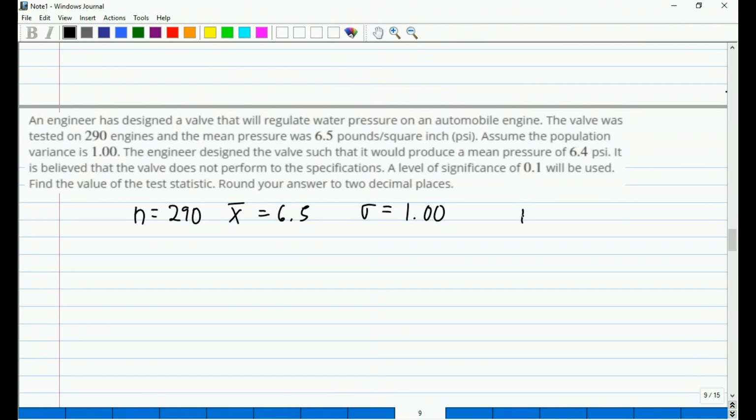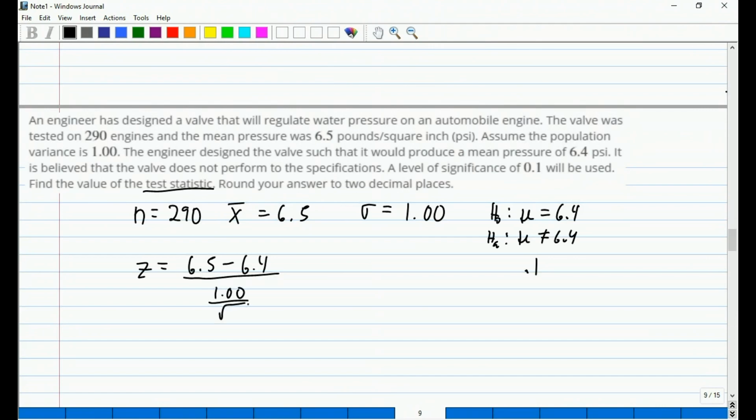So if I had to write everything out, I'd say mu equals 6.4, then mu not equal 6.4. This would be my H sub O, this would be my H sub A. Significance level of 0.1. I want to find the test statistic. So really all I need for the test statistic, since I know I have my population standard deviation, it's a Z. That's going to be equal to X bar minus mu over sigma divided by the square root of n.